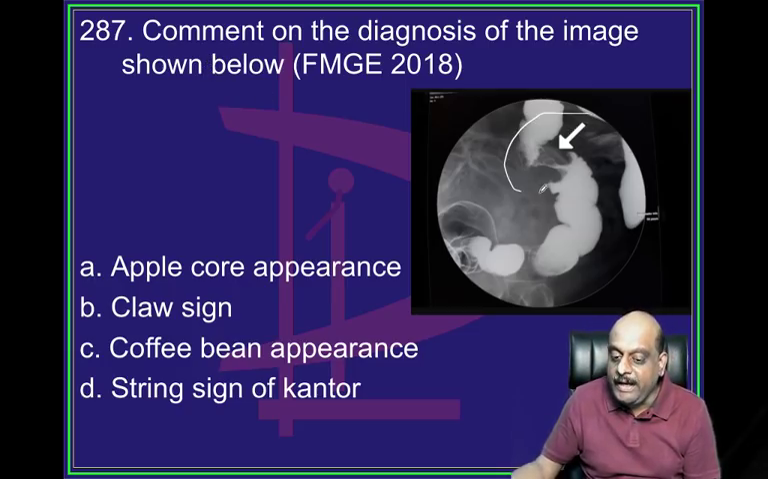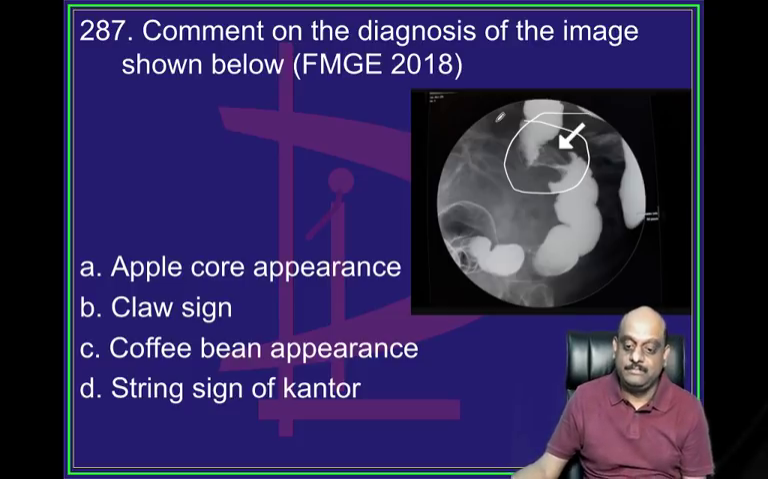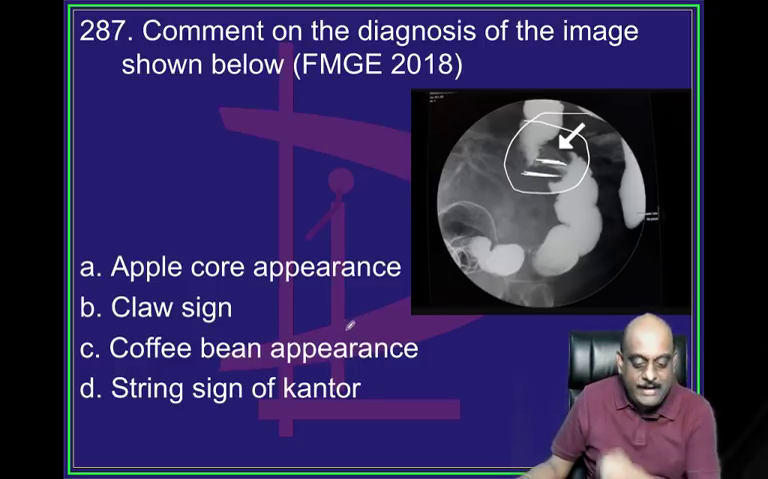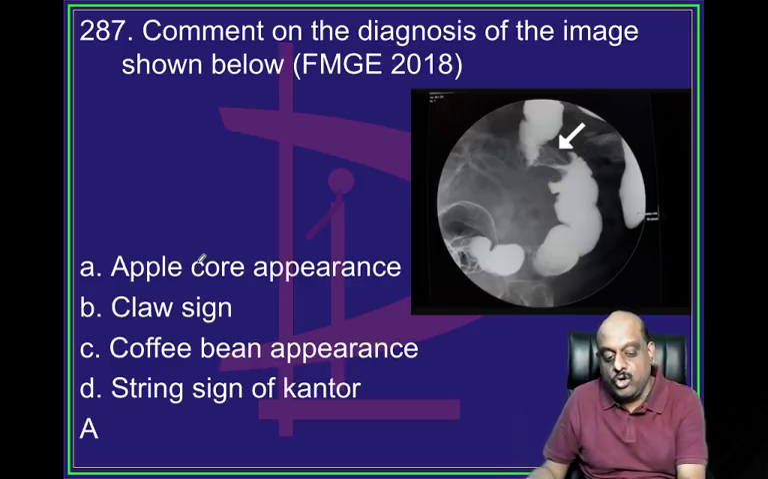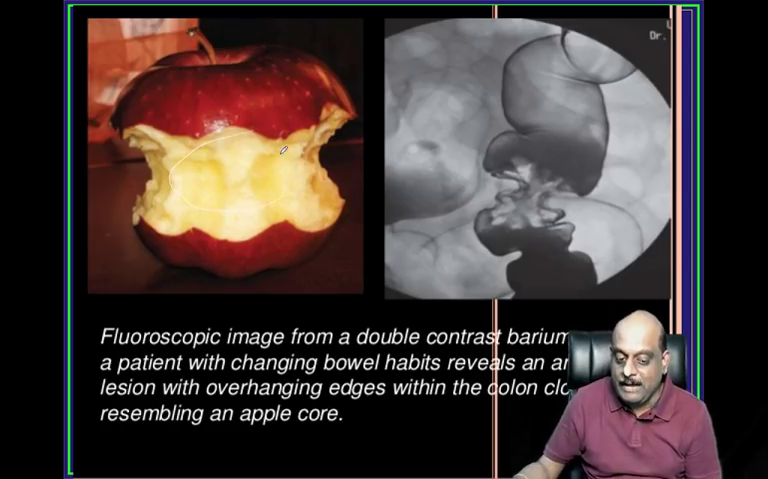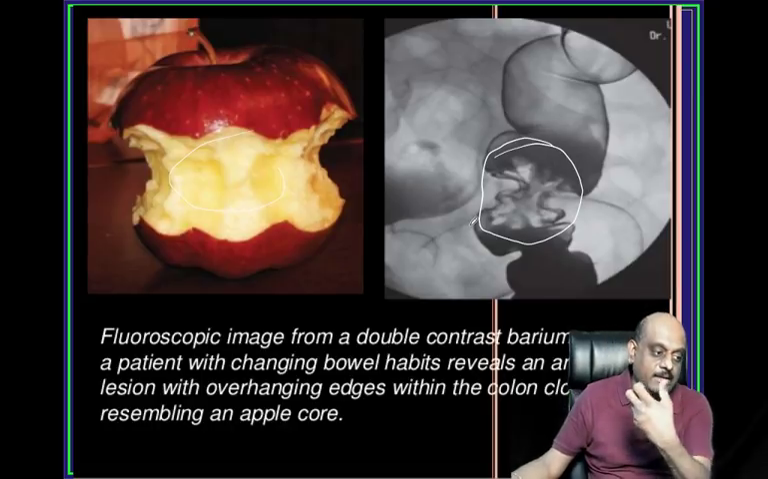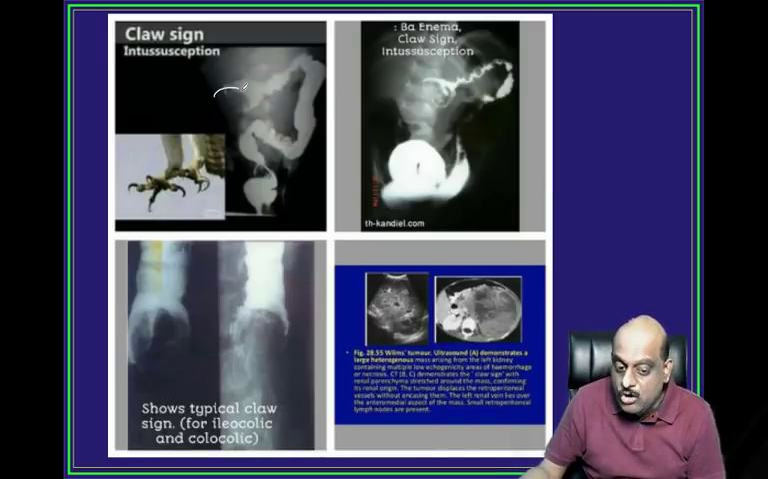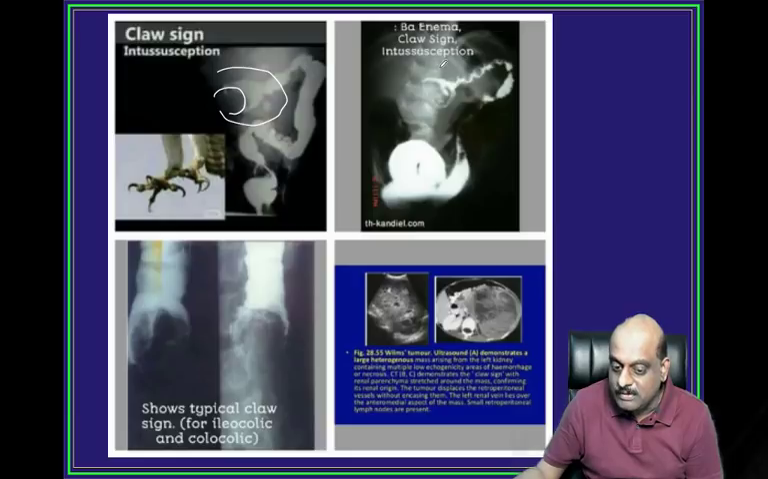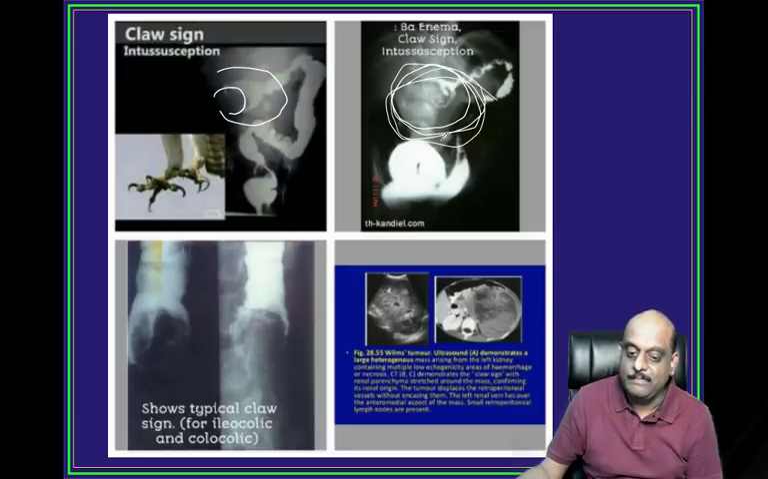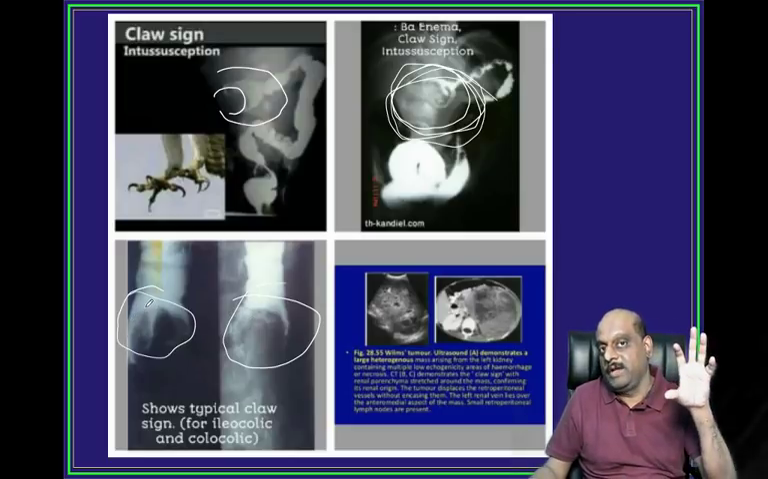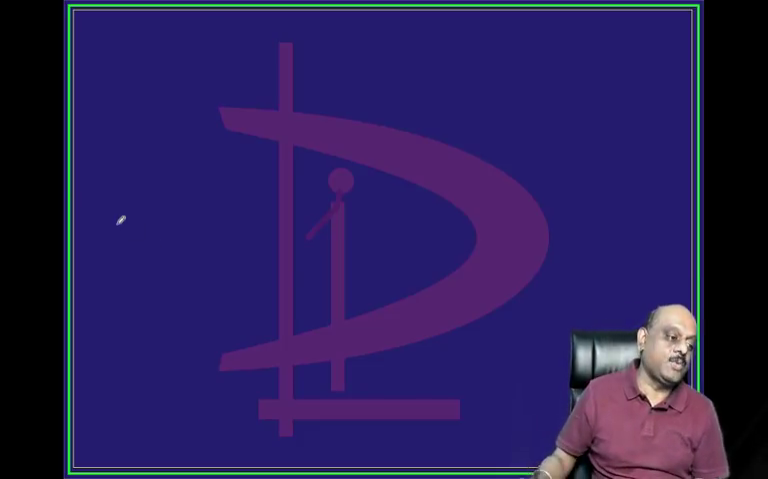Now what do you see in this image? In this image, you are able to see apple core appearance that got thinned out. That is a sign of colon carcinoma. So like an apple core, there is a constriction of the gut. Then where do you see claw sign? This is called claw sign, right? You are able to see claw, no, doctor, in the barium enema. Typical claw sign in ileocolic and colocolic intussusception. That is what you need to remember.